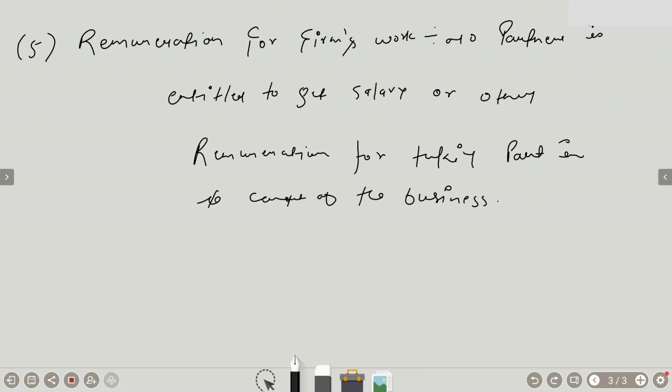So these are the most important 5 provisions in the absence of partnership deed under the Indian Partnership Act 1932. So I hope you all get these most important 5 provisions in the absence of partnership deed.